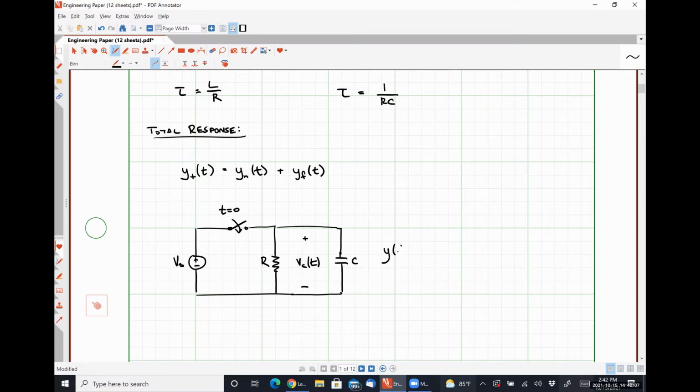So I'm going to write that down. Sorry, that is not correct. y_F(t) equals y(t) at t equal to infinity. Okay. So we know how the natural response behaves. We know how the forced response behaves now.